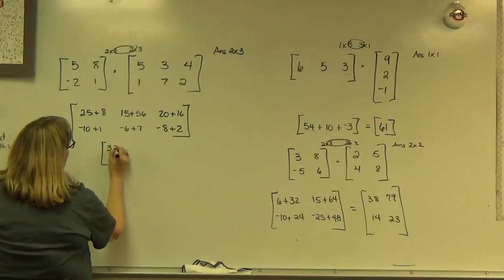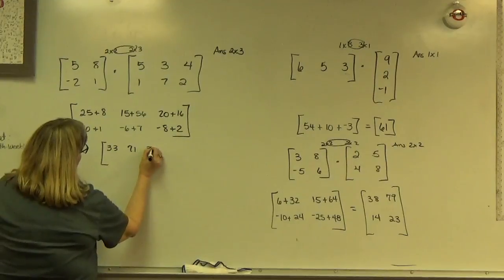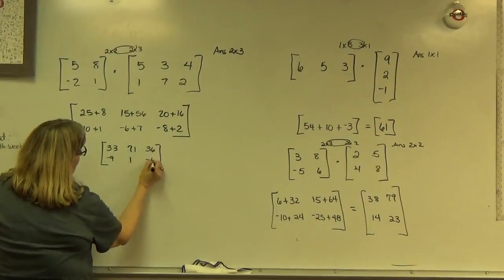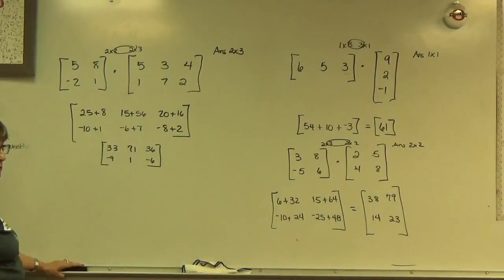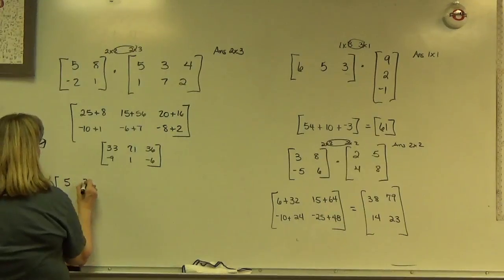33, yeah. 15 plus 56, 71, 36, -9, 1, -6. And did we end up with what we're supposed to, a 2 by 3? Yes. Okay, now, notice what I'm doing.